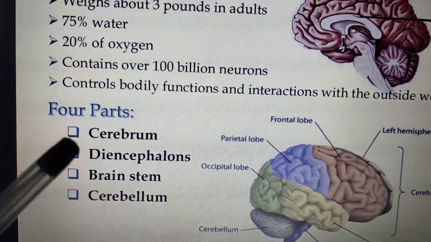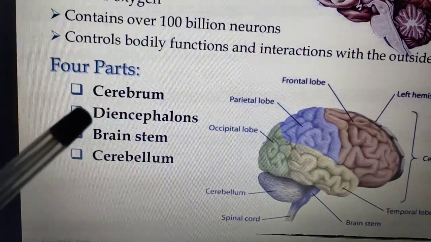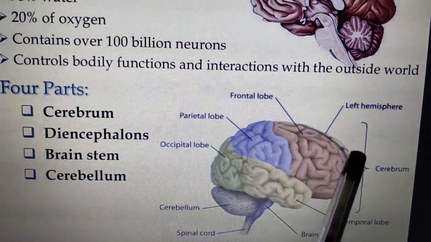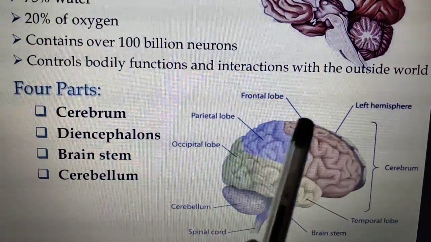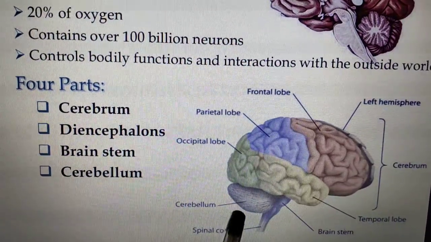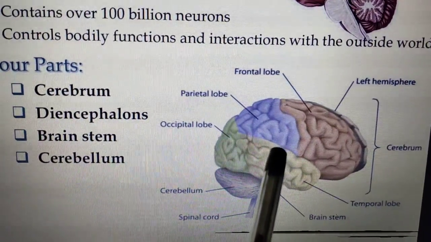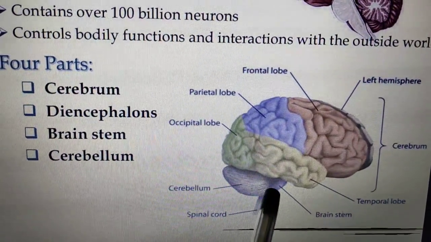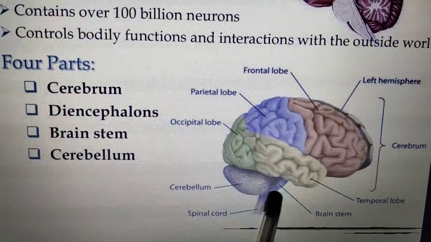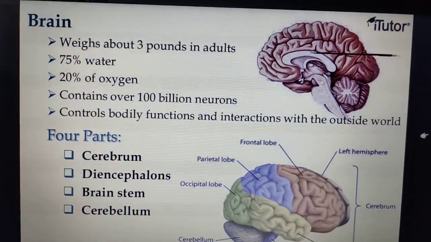Again, we have 4 parts. Mainly how many parts? 4 parts: cerebrum, diencephalon, brainstem and cerebellum. So we are seeing this, we call the cerebrum, the outer part. Down here we call the cerebellum. And inside we can see the diencephalon, I will show in the next slide. This running part of the brain we call the brainstem, the bulging part. And the continuation of the brain is the spinal cord. Next slide I will show you.